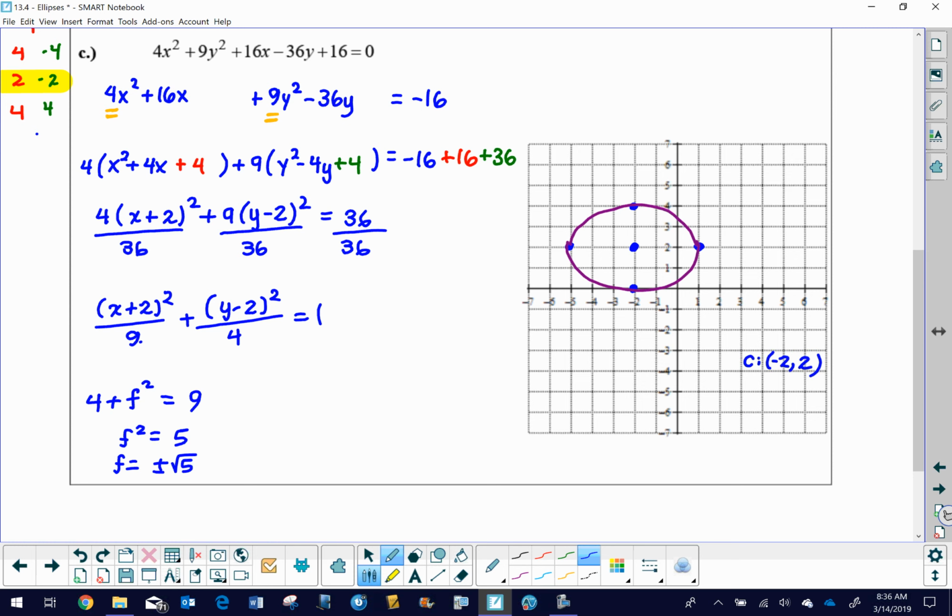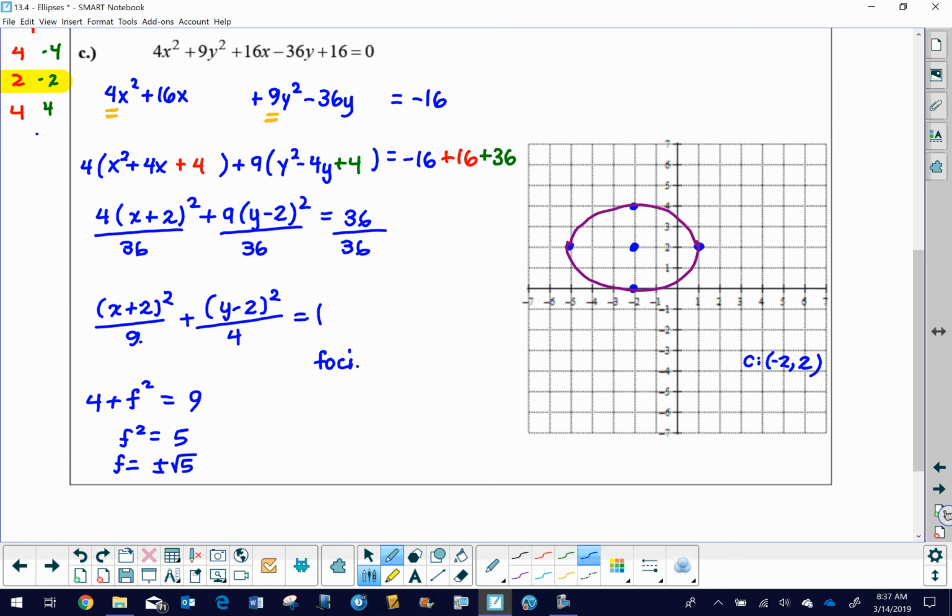minus. So remember, f is the distance your foci are from the center. But you also have to remember, are your foci going to be along this horizontal, or are they going to be along the vertical axes? And the answer would be the horizontal, because it is the major axis. You always have to pick the larger of the two. One of them is always going to be larger, because let's face it, if they were the same, you would have a circle.